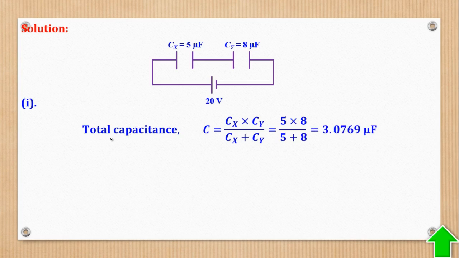So one shall say that total capacitance is equal to, because there are two capacitors in series, the effective will be got by product over sum. So product of these two is here and sum of these two will be the denominator. When we use the calculator, we shall come up with this, and the unit is microfarad because these ones were in microfarad.